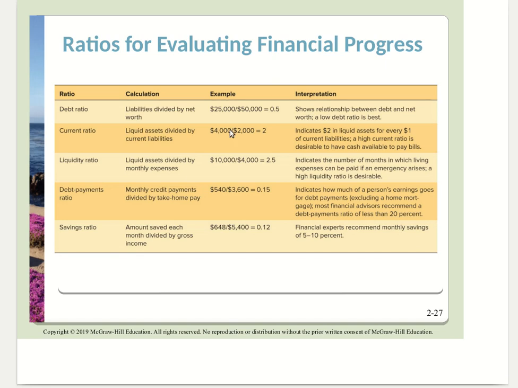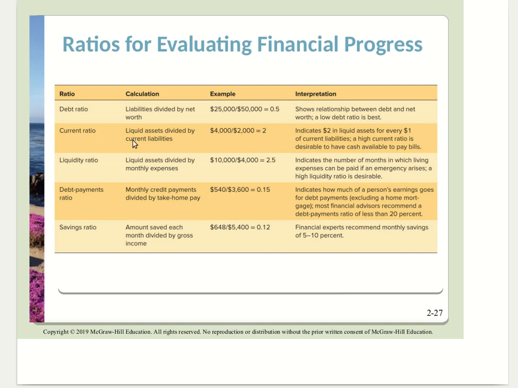The book also gets into some of the ratios that you might want to think about in analyzing your current situation. The debt ratio is how much debt do I have to my net worth. So in this example, $25,000 in debt, $50,000 in net worth is a 0.5. And what you want is a low debt ratio, if you can. Keep that as low as possible.